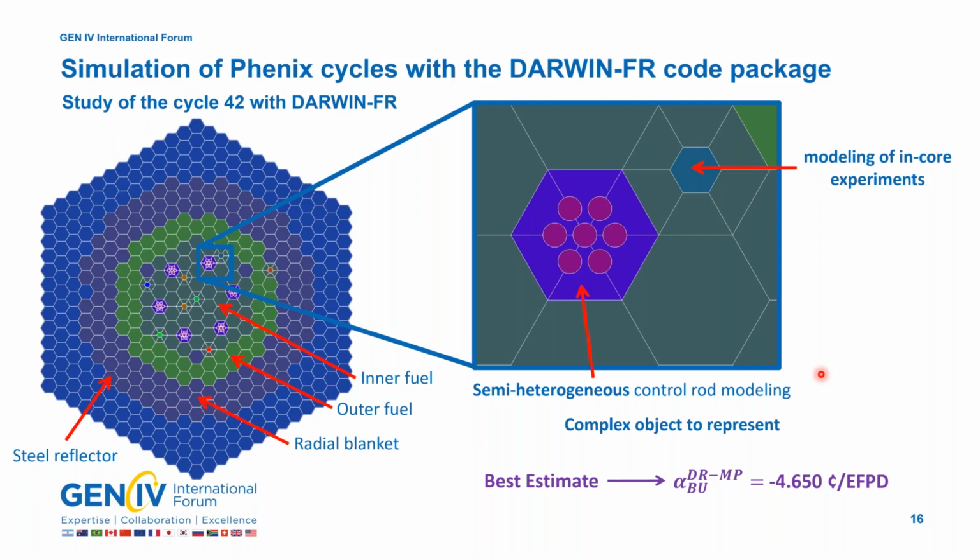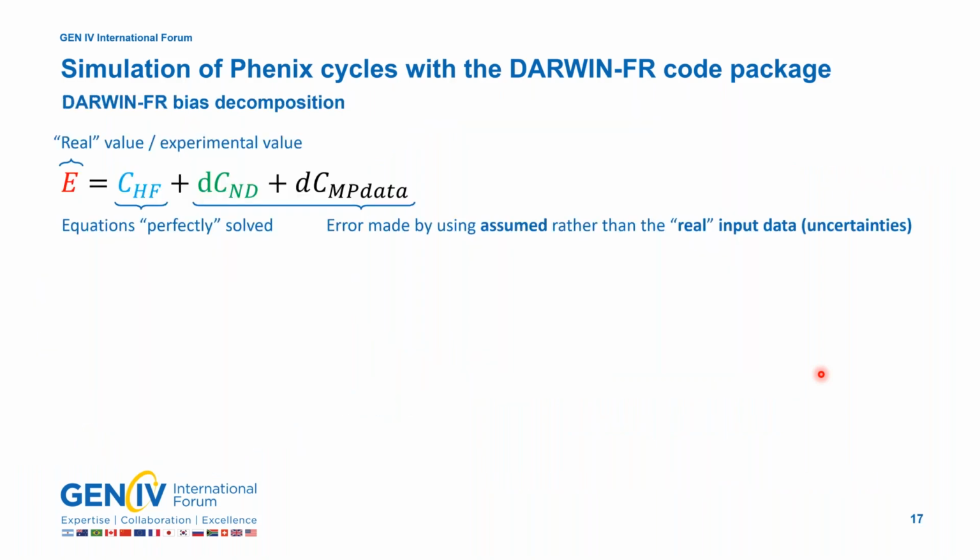So if you are operating at full power, EFPD is equal to days. So in fact, it's minus 4.65 cents per day, approximately. But what's the reliability of this value? To estimate that, we need to make a bias decomposition.